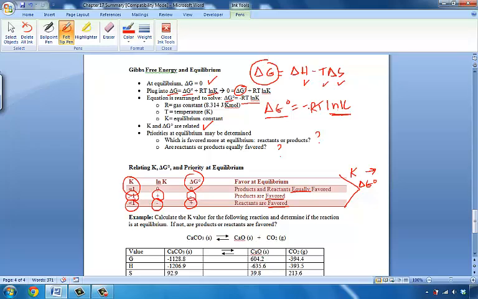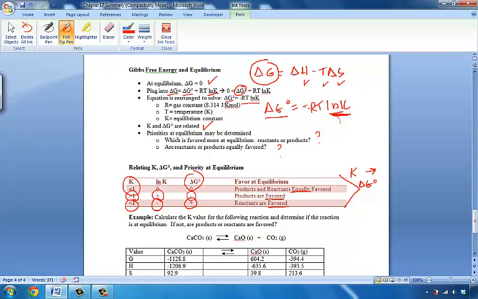But for a K greater than 1, selecting any number above 1 and plugging it into your calculator will tell you that you end up with an ln K that is a positive value. Plugging a positive value into this equation, a positive times a negative will of course give you a negative ΔG°. Whereas if you have a K less than 1 and you select a number like 0.5, plug that into the calculator and take the natural log, you will get a negative value. A negative times a negative will yield a positive ΔG°, in which case you know your reactants are favored over your products. So very simple, just looking at values and plugging them in. No need to really memorize.